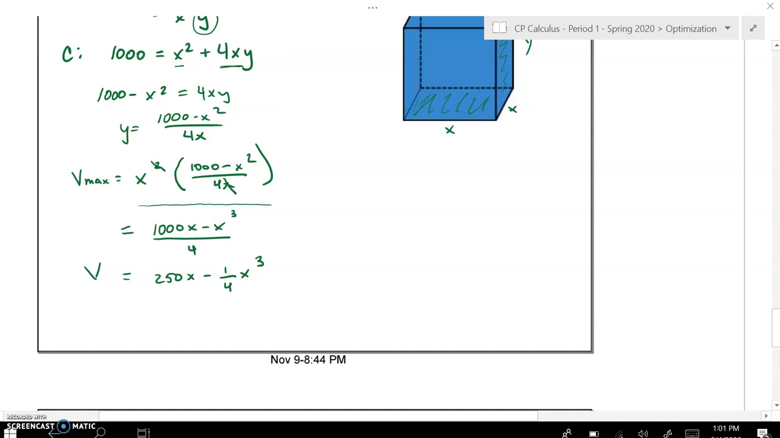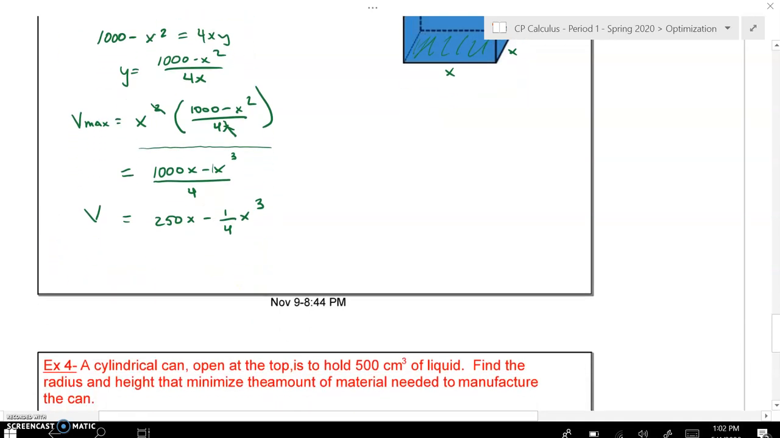So I go through and simplify a little bit. In this x squared, one of the x's can cancel with the x on the bottom, and then I distribute the x to the top, so this becomes (1,000x minus x cubed) over 4. That 4 on the bottom belongs to both of those terms. So 1,000 over 4 becomes 250x, and then I just turned this into 1 over 4 x cubed so that it's in an easier format to do my derivative, and in this case, the power rule.